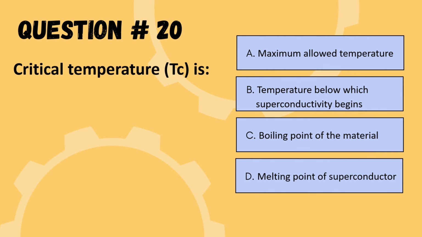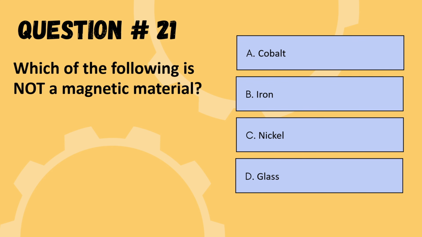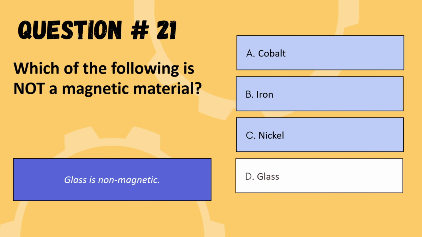Next question is: critical temperature is, options are maximum allowed temperature, temperature below which superconductivity begins, boiling point of the material, or melting point of superconductor. So the correct option is option B, temperature below which superconductivity begins. So we are moving to the next question. Next question is: which of the following is not a magnetic material? Options are cobalt, iron, nickel, glasses. So the correct option is option D, glasses. So we are moving to the next question.